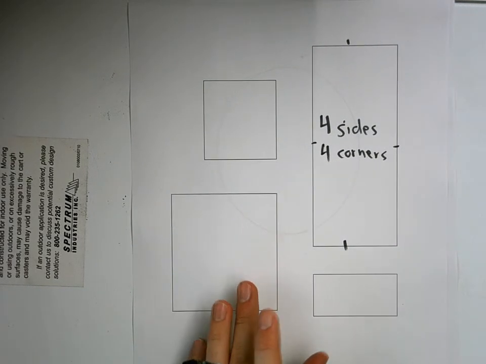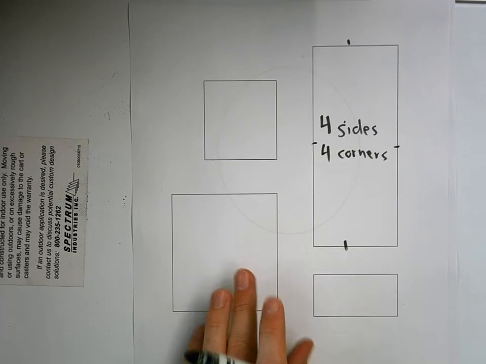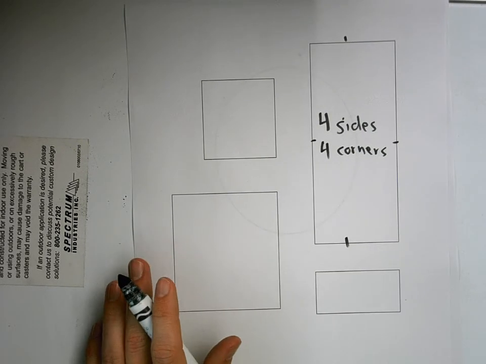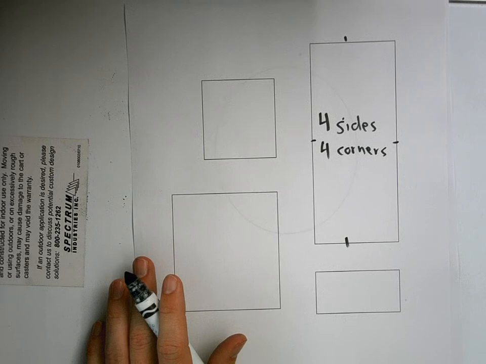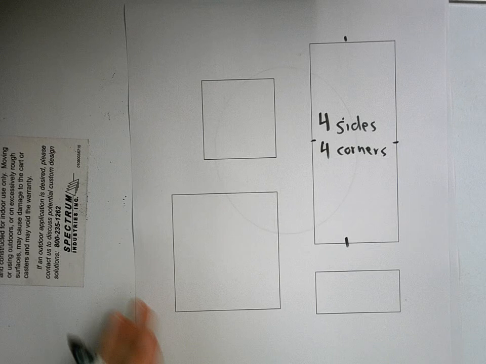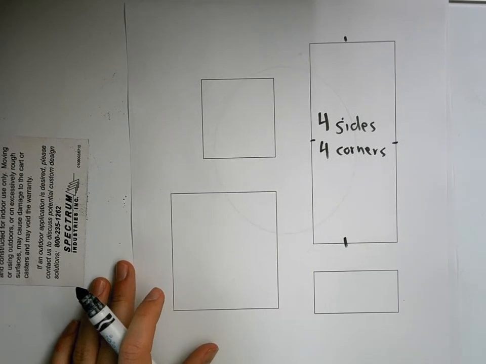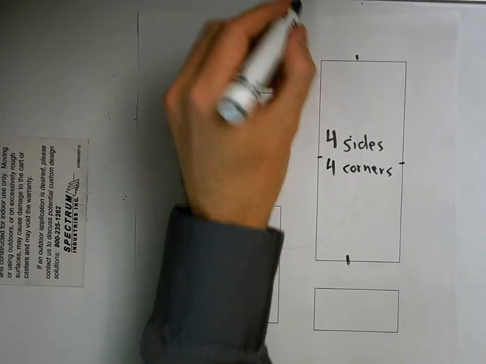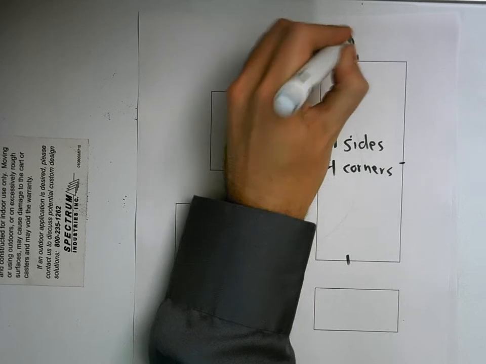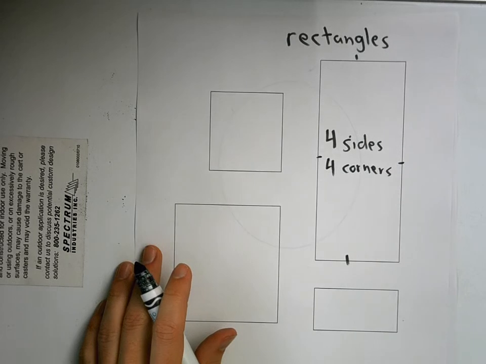When I said they're all rectangles, I saw a couple kids shaking their heads, saying, no, as to tell me, Mr. Lambert, I think you're mistaken. I don't think they're all rectangles. Because I make mistakes, don't I? You guys know that. I say the wrong things and have to fix myself, or I say the wrong things and you guys have to fix it. But who can raise their hand and tell me why they don't think all of these are rectangles? Why are they not all rectangles?